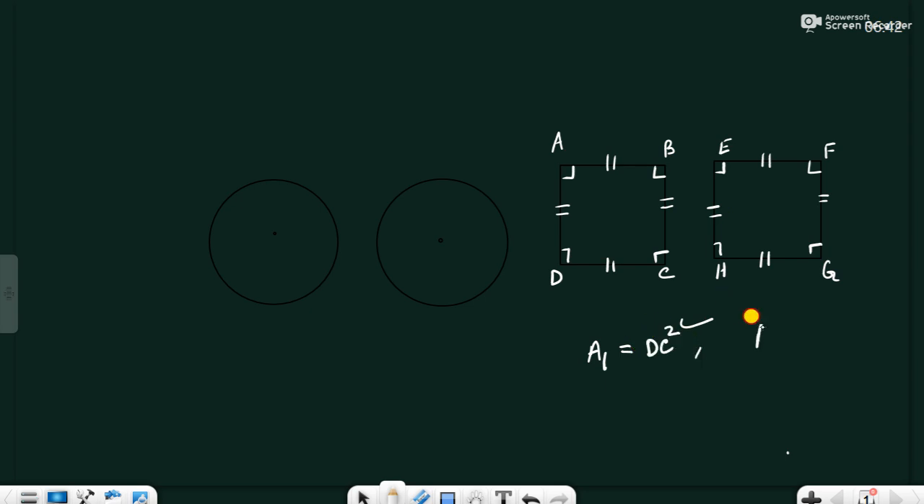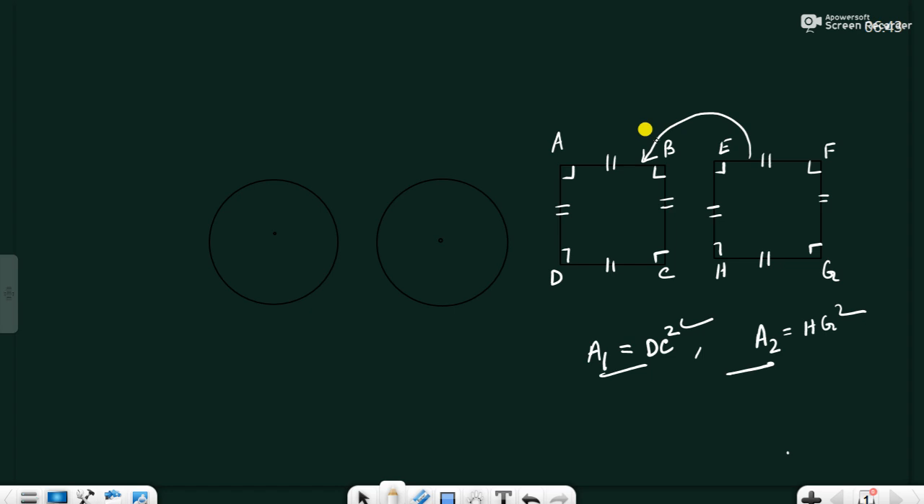Area of this square A2 is equal to HG square. Since DC is equal to HG, their areas will also be equal. That means these two squares will be equal only when their corresponding sides are equal, corresponding angles are equal, and their area is equal. Then we can say that these two squares are congruent to each other, and if we place this square on that square, they will overlap with each other, right? They cover each other completely, and that is the meaning of congruent.